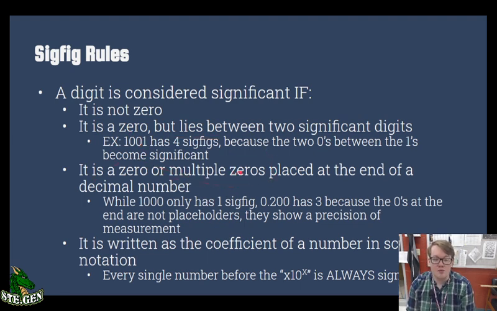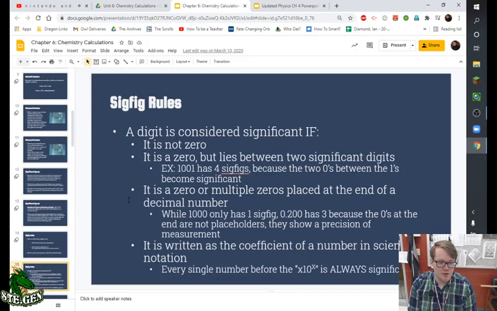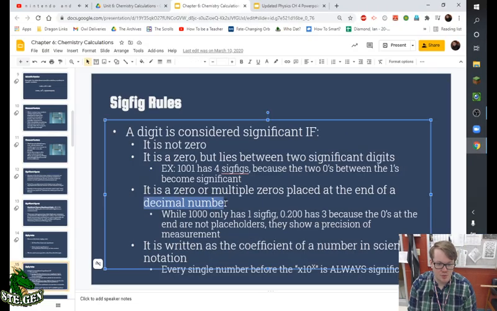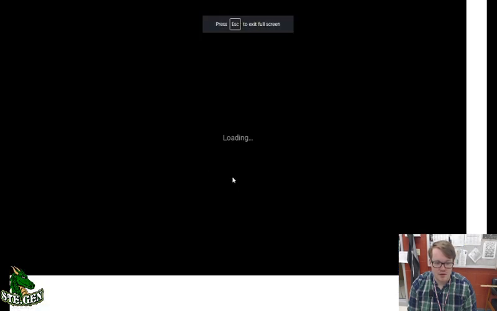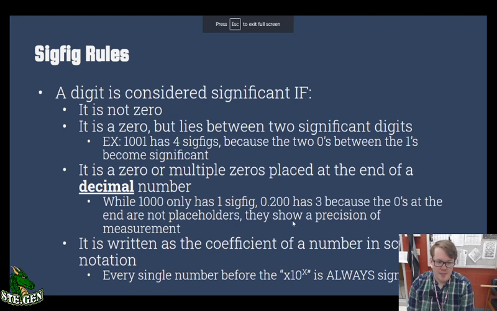If it is a 0 or multiple zeros placed at the end of a decimal number, it has to be a decimal number. In fact, I'm going to really quick go in here and underline and bold that because it is very, very, very important that it is a decimal number. So while 1,000 only actually has one sig fig, the one at the beginning is not a 0. The zeros haven't fallen into our criteria yet, so those zeros would actually be insignificant.